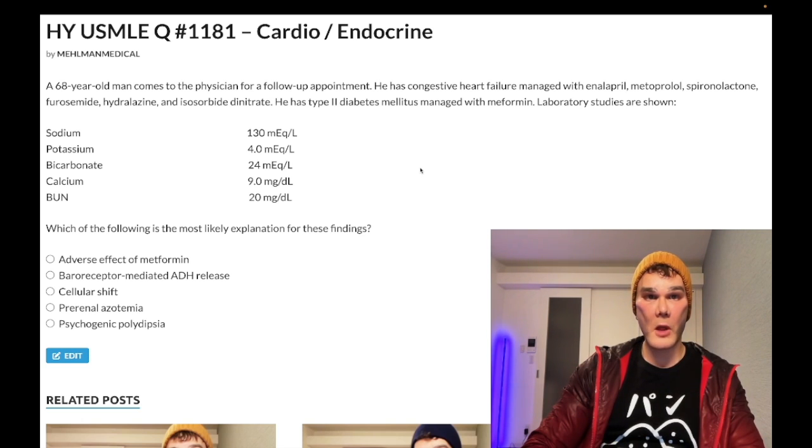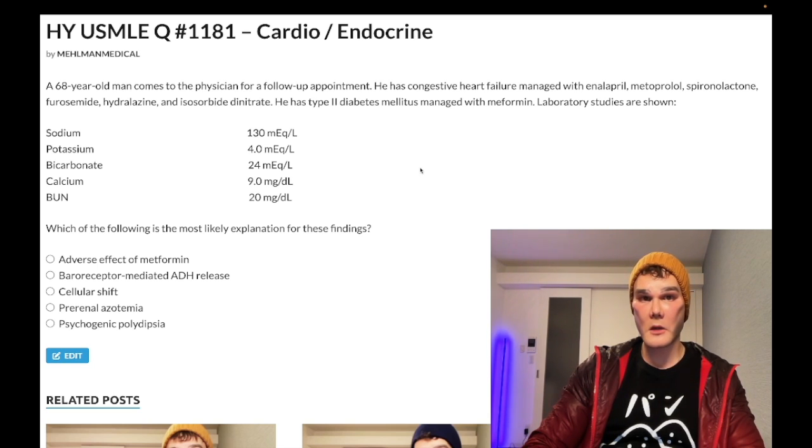Laboratory studies: sodium low at 130, should be 135 to 145; potassium normal at 4, should be 3.5 to 5; bicarbonate normal at 24, should be 22 to 28; calcium normal at 9, should be 8.4 to 10.2; BUN upper end of normal at 20, should be 20 or lower; and then creatinine, which we don't list, should be 0.7 to 1.2. What's the most likely explanation for these findings? Choice A, adverse effect of metformin.